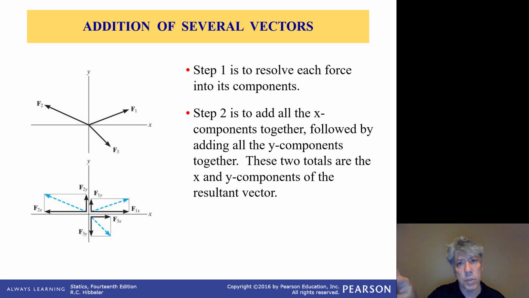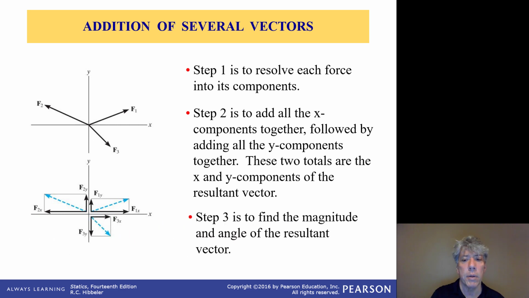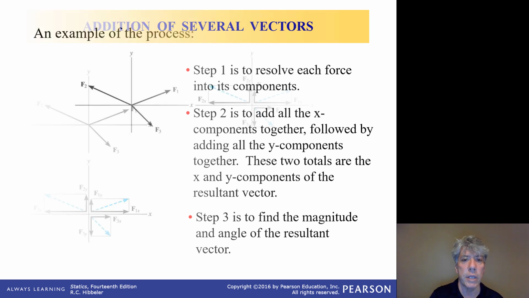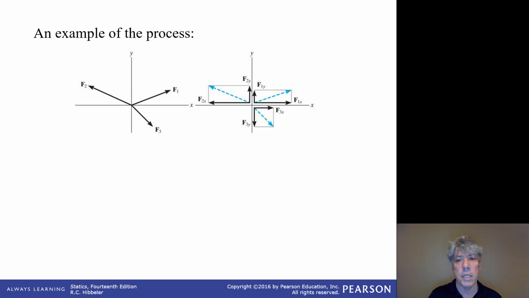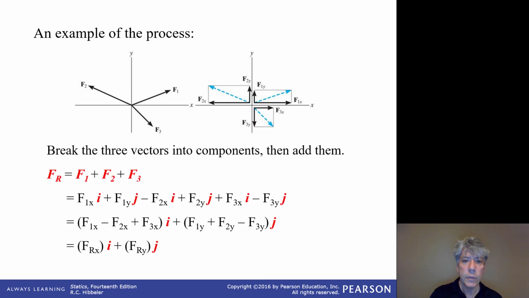We would leave the x components separate from the y components, but we'll only end up with one x component and one y component by adding them together. Now, another thing we can do is find the magnitude of the resultant vector and the angle where that vector would be located. So you'll see an example of this process here. We take the vectors F1, F2, F3, break them into components. You'll notice that for vector 1, it exists in the first quadrant and therefore has positive i and j components. Those are F1x and F1y.